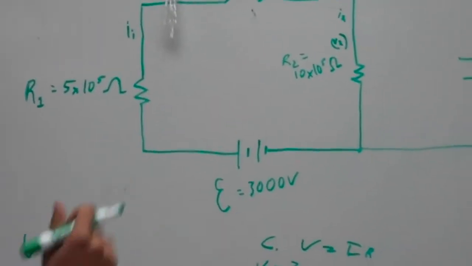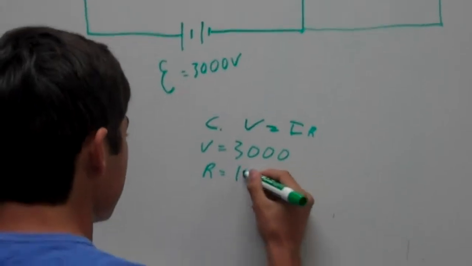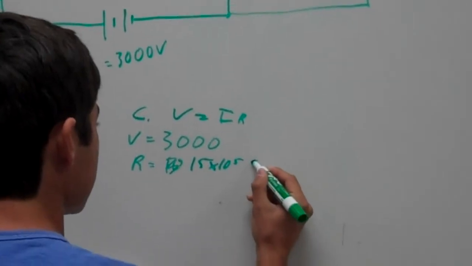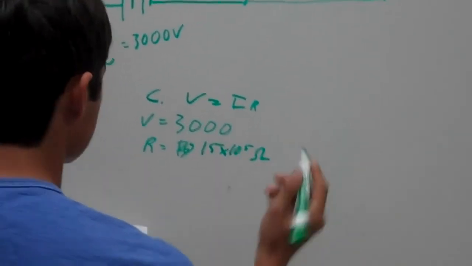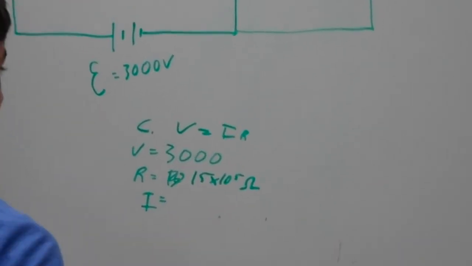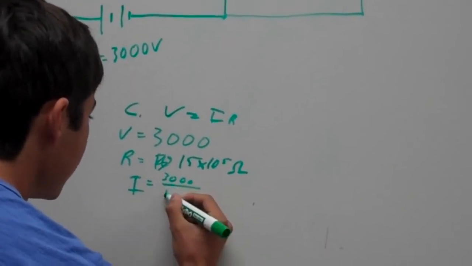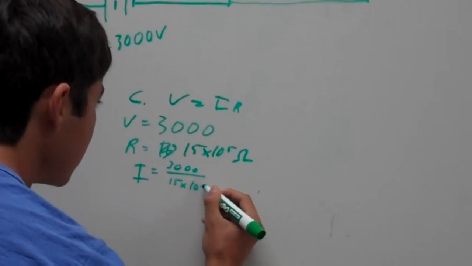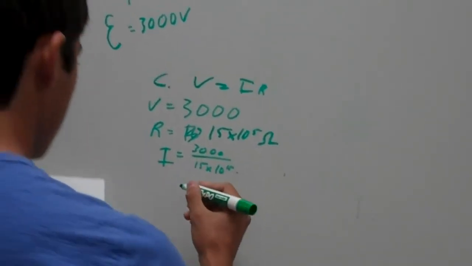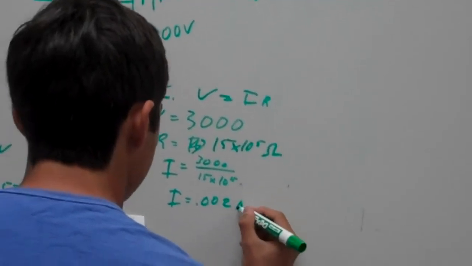So you're going to have two resistors of 5 times 10 to the 5th ohms and 10 times 10 to the 5th ohms equals a total resistance of 15 times 10 to the 5th ohms. Then if you plug into the equation, you get I equals 3,000 over 15 times 10 to the 5th. And you're going to get I equals 0.002 amps.